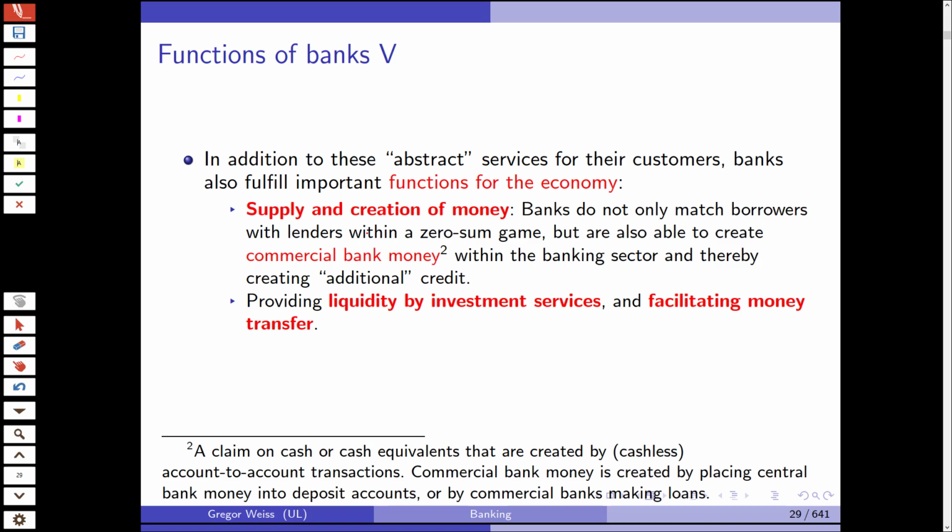One thing I have not on the slide, another main function and important function of banks in a modern economy, an economic function. What is one of the main functions of banks?